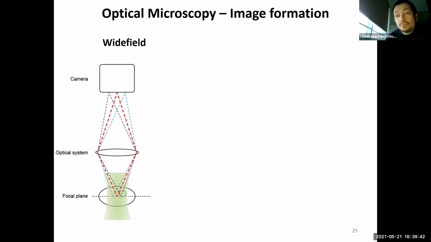And now another very important thing. There are two basic strategies for how the image is formed. One simpler is called wide field microscopy, where I have my sample, I illuminate the whole sample, and I collect the light by the objective, and that creates a magnified image of the sample, which is then captured by a camera.